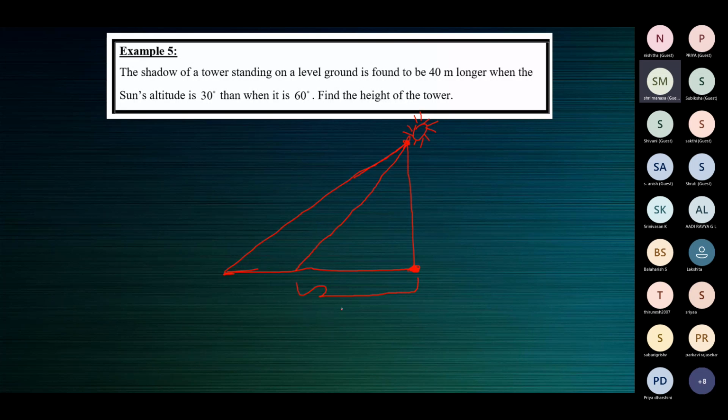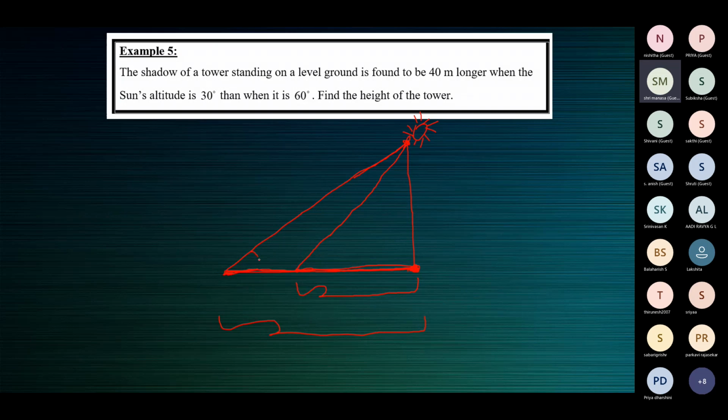So this is the length of one shadow and this is the length of the other shadow. From the foot to this point is the length of one shadow. From the foot to this other point is the length of the other shadow. Which shadow is longer? This shadow is longer.